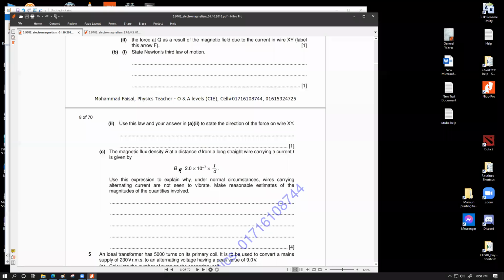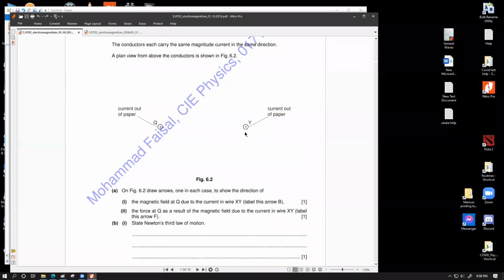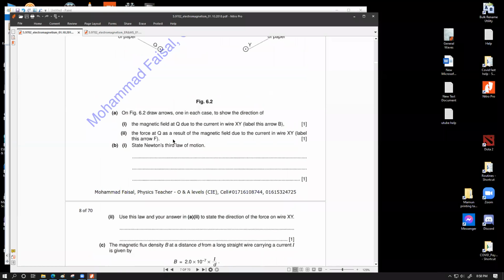So the magnetic field that one of these wires is going to produce across the other wire, for that distance and that amount of current, is going to be minuscule. Because the magnetic field is very small, the force generated, F equals BIL, will also be very small. Because the force is too small, it does not overcome the inertia of the whole object, and that's why we don't see it vibrate.